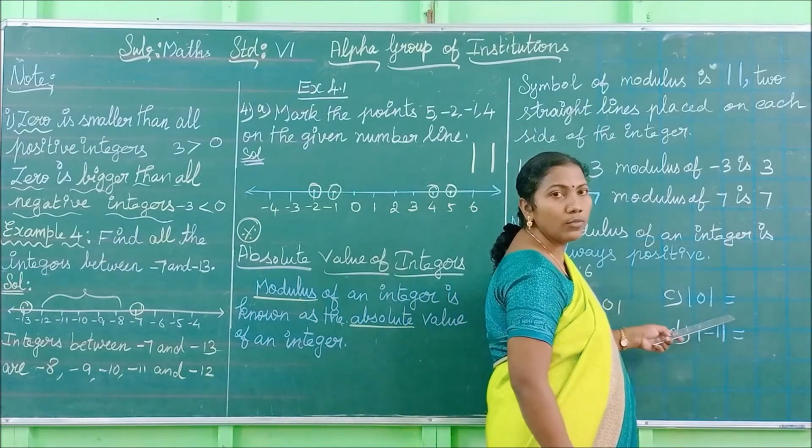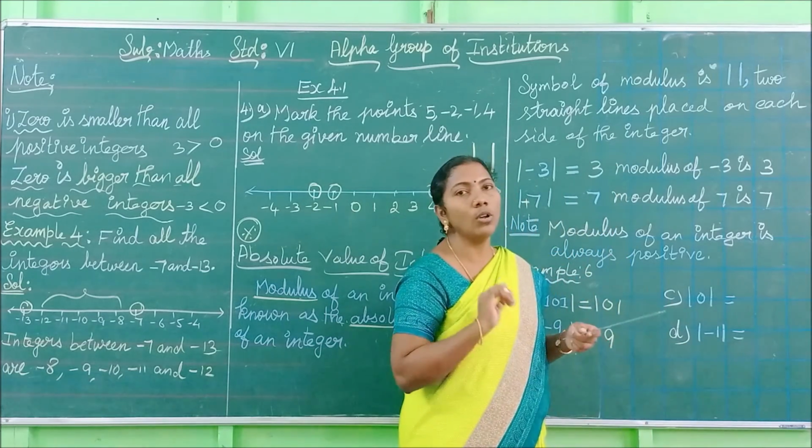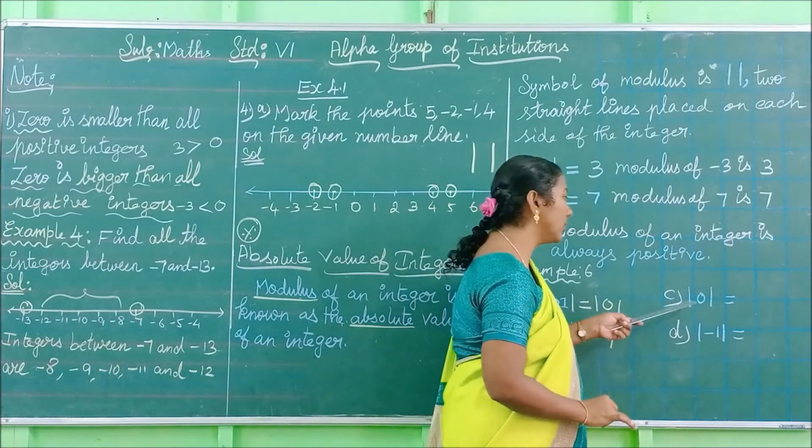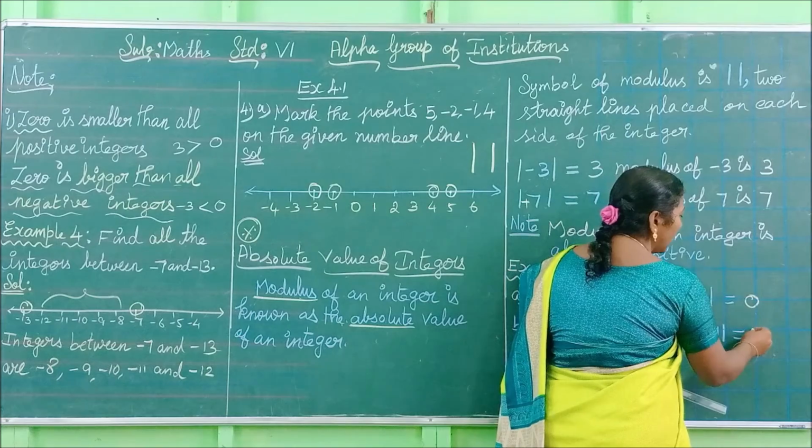And then modulus of 0. What is the modulus of 0? 0 has no symbol. It is a neutral number. It has no negative or positive symbol. So modulus of 0 is 0. And then modulus of -1 is 1.